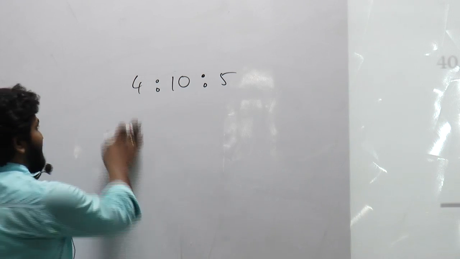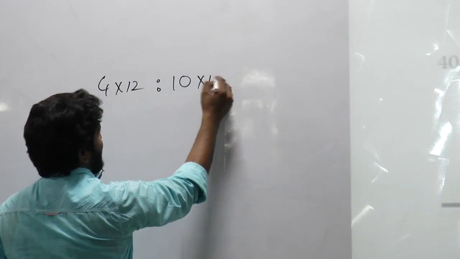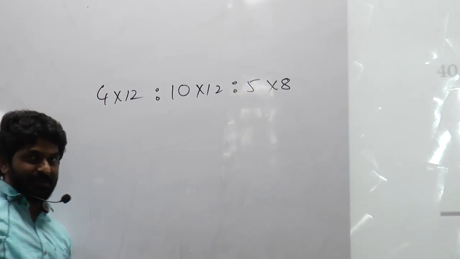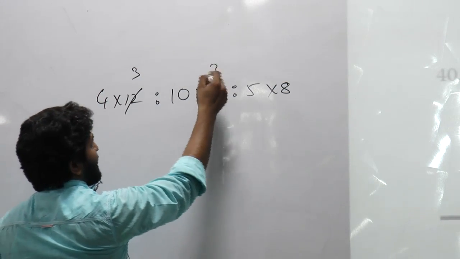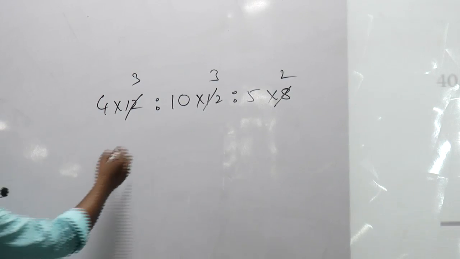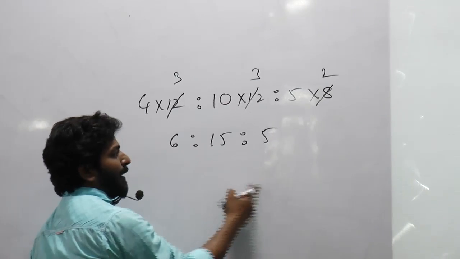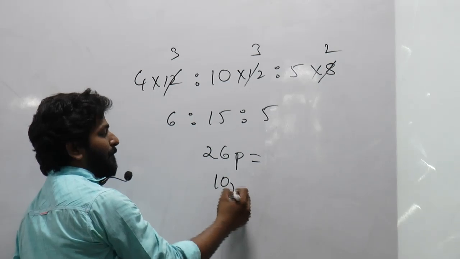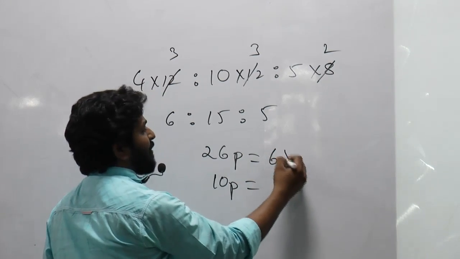A and B started the business, so they will be there for 12 months. And C joined after 4 months, so he will be there for only 8 months. 4, 3 times, 3 times, 2 times, cancellation with 2, 6 times, 15 times, 5 times. Total number of parts is 26 parts. Difference between B's share and C's share is 10 parts, which is 6,500.